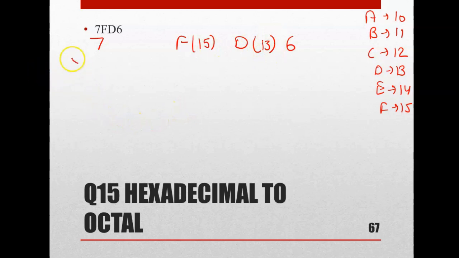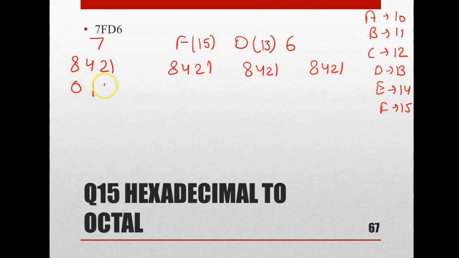Let us do it with the 8421 rule: 8421, 8421, 8421, and then 8421 for this 6. You have to make 7 with these values, so 4 plus 2 plus 1 is 7. So this will be 0 and here it would be 1. Then for 15 it is 8, 4, 2 and 1, which makes 15, so all 4 bits are 1. For 13 it is 8, 4 and 1, which makes 13.